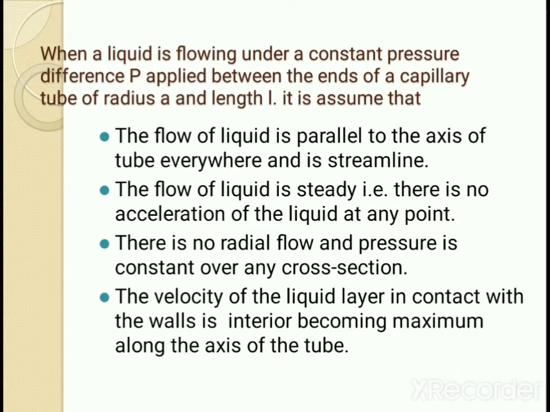Means the flow should be streamlined. Then the flow should be steady, that is, there is no acceleration of the liquid at any point, and there is no radial flow and pressure is constant over any cross section, and the velocity of the liquid layer in contact with the walls is zero, becoming maximum along the axis of the tube. Means at the center the speed should be a maximum.